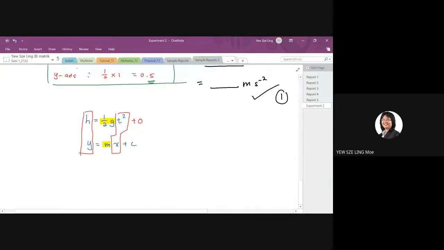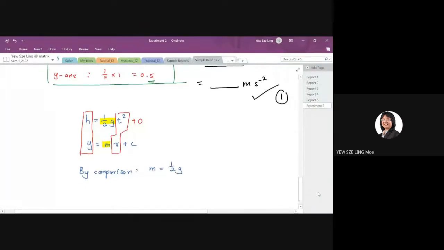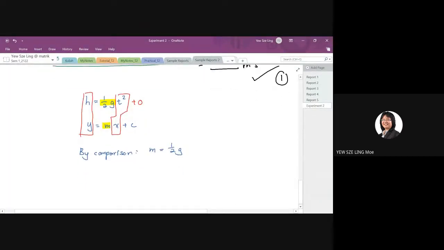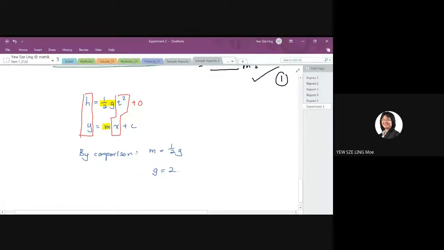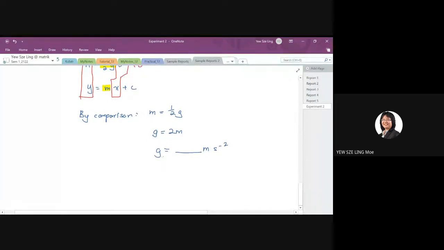Therefore, by comparison, m equals half g. So rearrange the equation now. Why? Because we want to calculate the acceleration due to gravity. Rearranging the equation, we get g equals 2m. From here, you will be able to get the value of g in terms of m s^-2. So this is g experiment.